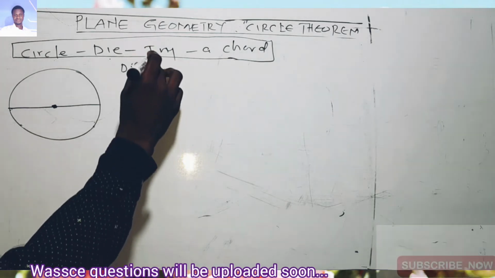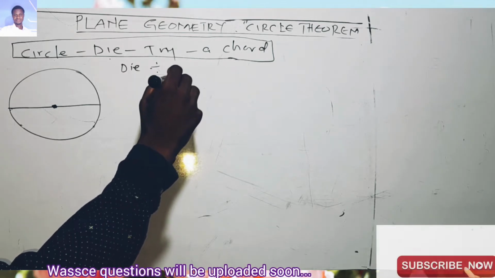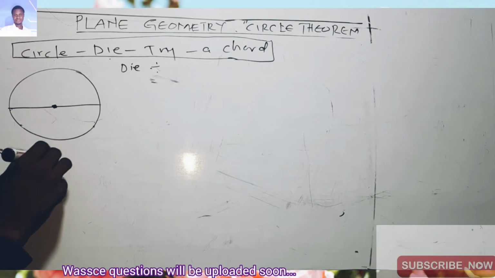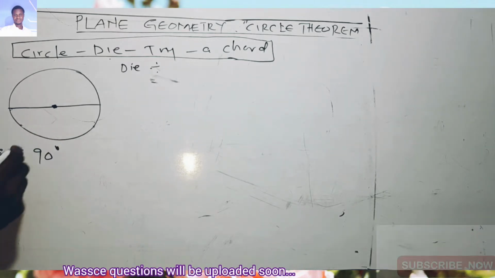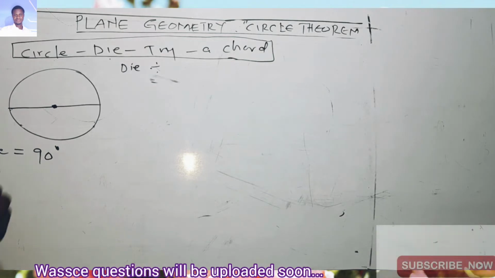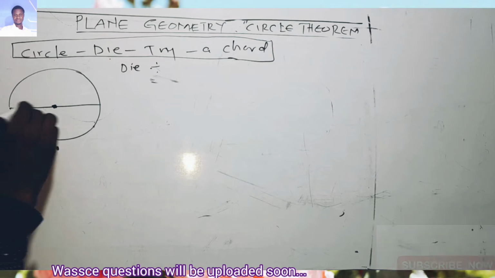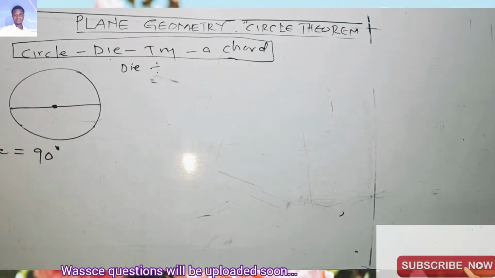Remember, die at 90. If I remember diameter, what should come to your mind is that diameter means die at 90. If you remember that, it makes it easy for you. If we have a diameter dividing the circle into two, then from the two ends, anywhere these two ends go and meet on the circumference, they will die at 90.